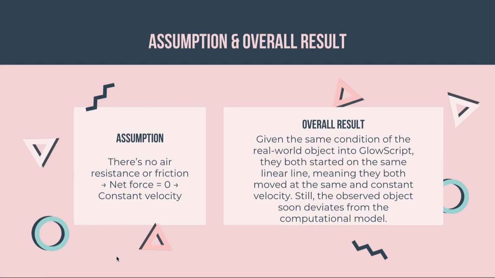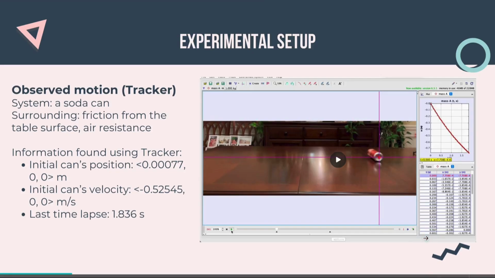In this lab, we assume that there is no air resistance or friction, so the net force will be zero, and according to Newton's second law, the velocity will be constant. And here's an overview of the result of my experiment. Given the same conditions in CloseScript, I can say that they both started on the same linear line, meaning that they both move at the same and constant velocity. However, toward the end, the object observed in real life starts to diverge from the computational model.